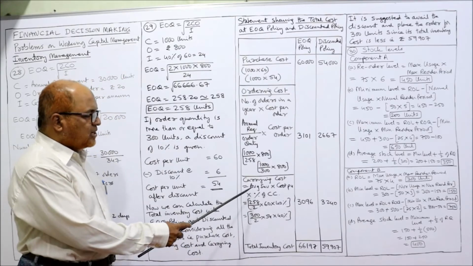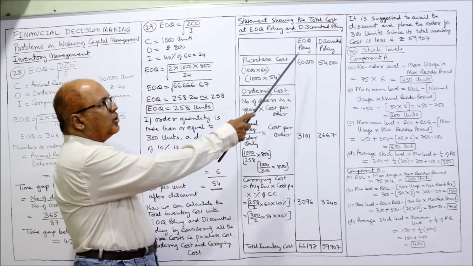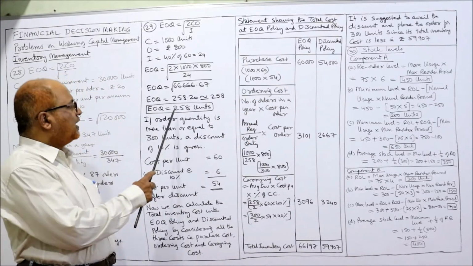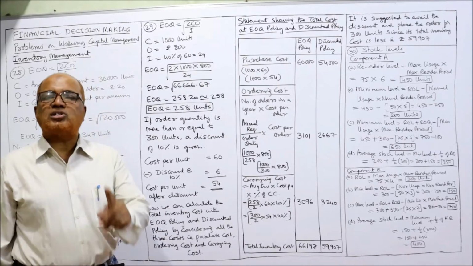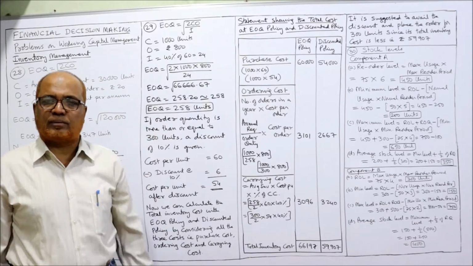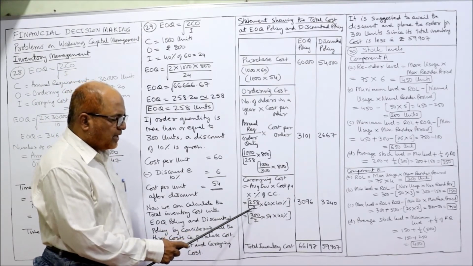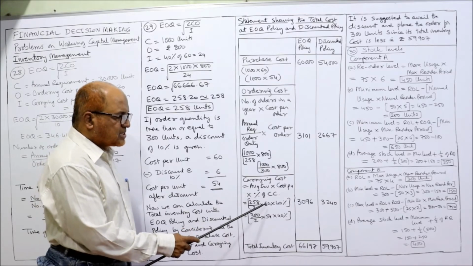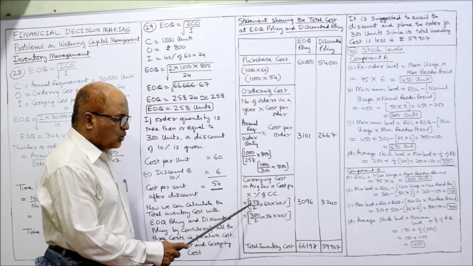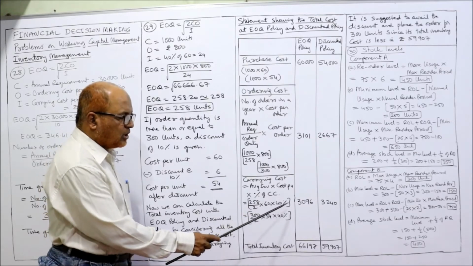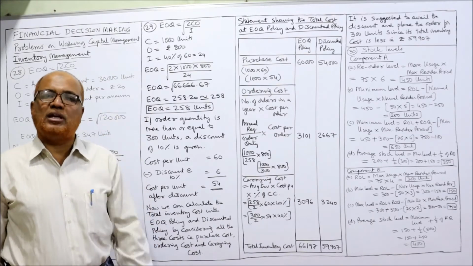So here average inventory means the ordering quantity divided by 2. Here in EOQ, the ordering quantity is 258 units. So 258 divided by 2 into 60 rupees. Cost per unit 60 rupees without discount. Into percentage of carrying cost 40%. So 258 by 2 you will get average inventory. 60 rupees is the cost per unit and 40% is the carrying cost percentage. So 258 by 2 into 60 into 40%, 3096. That is the carrying cost without discount, EOQ.